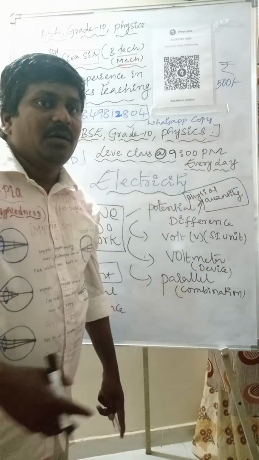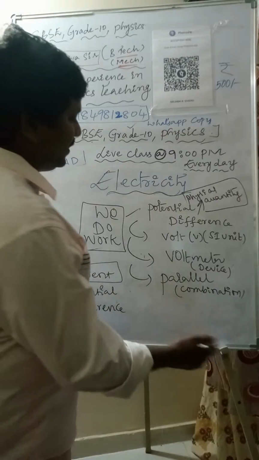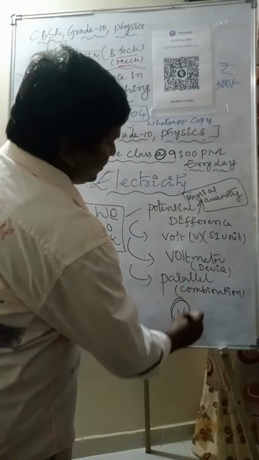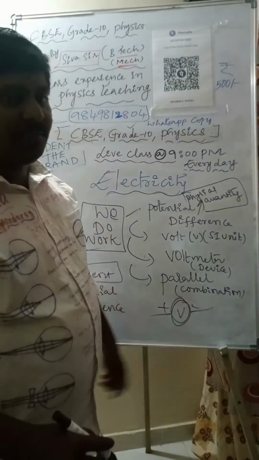Clear? Okay, so this is about potential difference, and the symbol we already gave, and this is the circuit electrical appliances symbol.